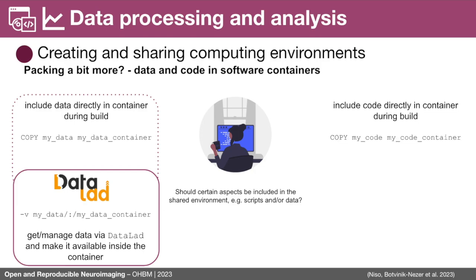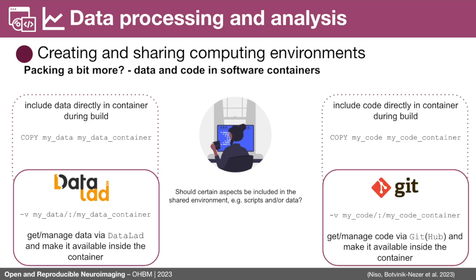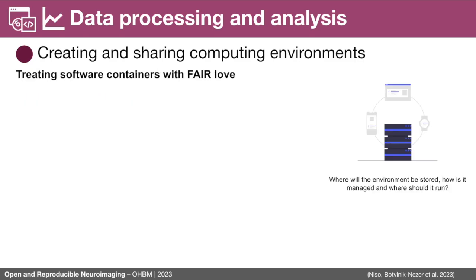Comparably, when you want to include code in your container, you can also do that directly when you assemble the software container. But what we would recommend is get and manage your code via Git and GitHub, for example, and make it then available inside the container, because this allows you a bit more to keep track of everything that's going on. That is specifically version control referred to here.